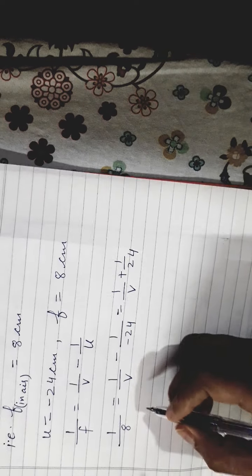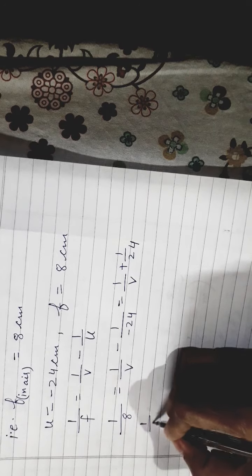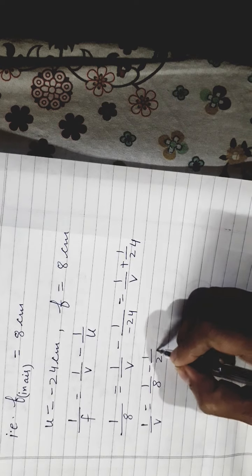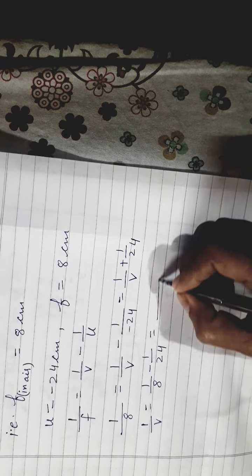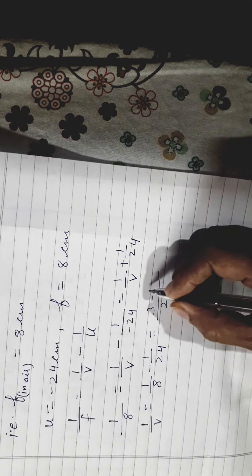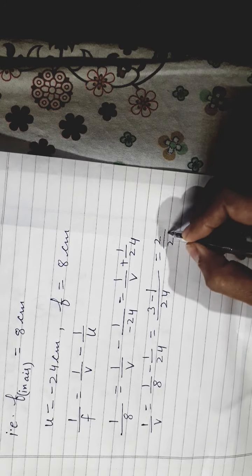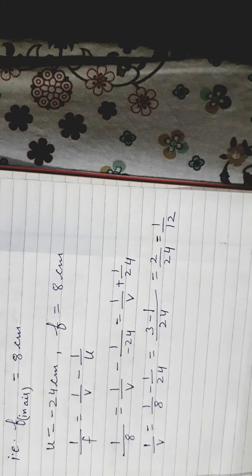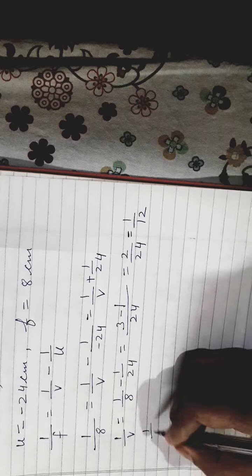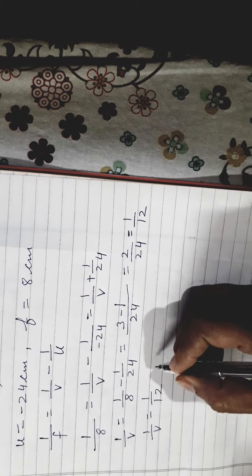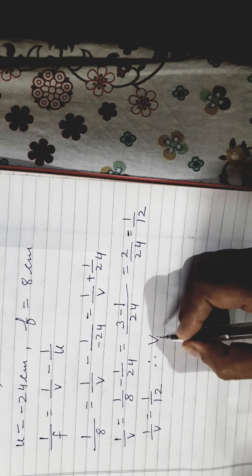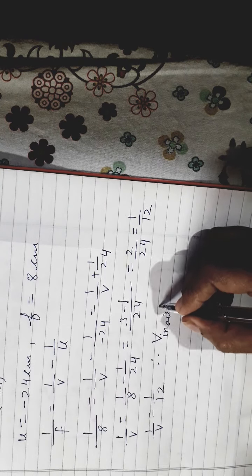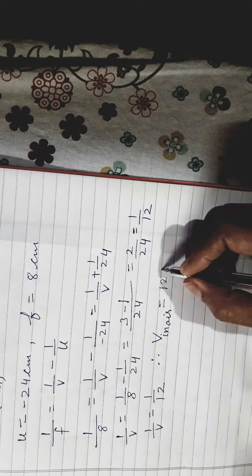So next step you will get 1 upon v equals 1 upon 8 minus 1 upon 24. So this LCM will be 24 and get 3 minus 1. This gives you 2 upon 24, which is 1 upon 12. So 1 upon v equals 1 upon 12. So therefore, how much is image distance? This is of course in air because everything we have taken the values in air. U is in air, F is in air. So we have obtained the image distance in air equals 12 centimeter.